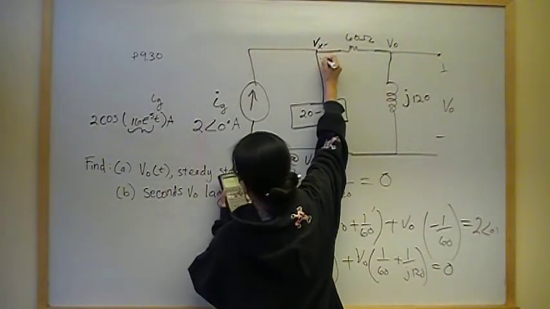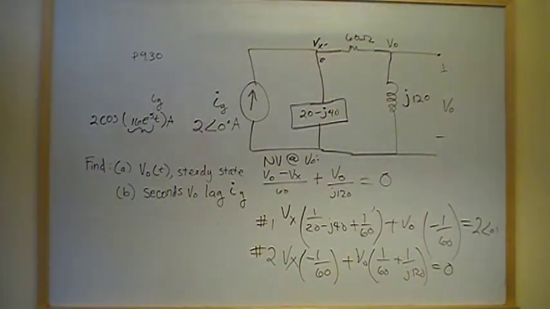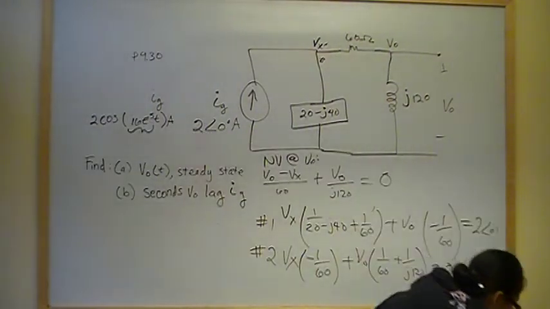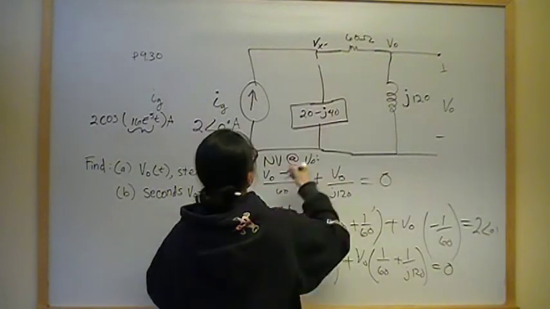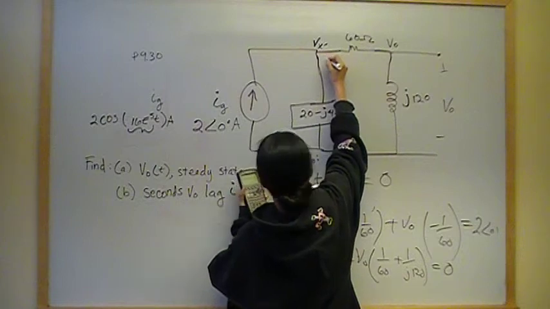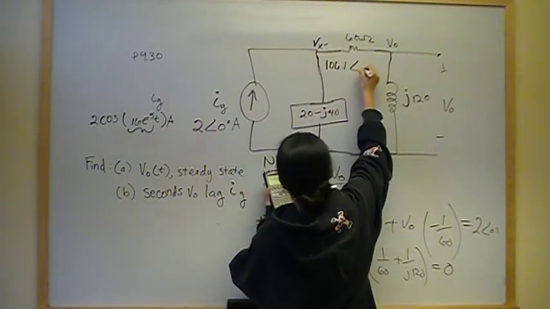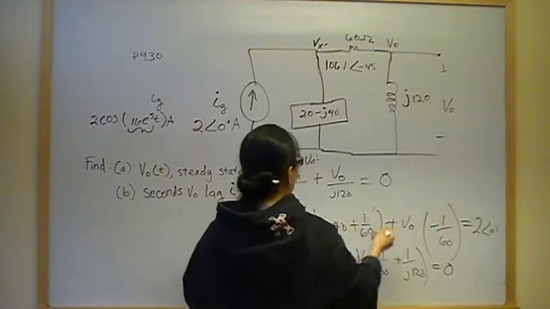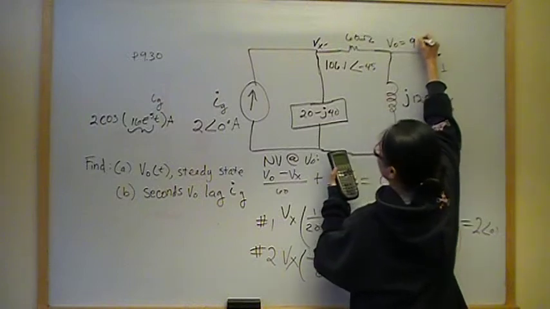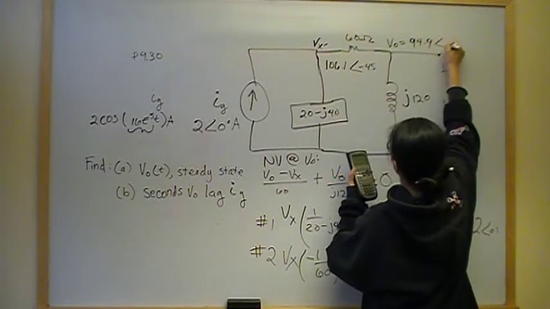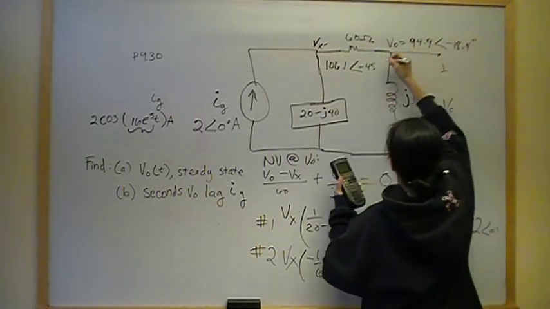So my answer is that Vx is, this is actually not what we were trying to find, but we found it in the process, so I might as well tell you. This was 106.1 angle negative 45, and V out, which is the one we're really looking for, is 94.9 angle negative 18.4 degrees.